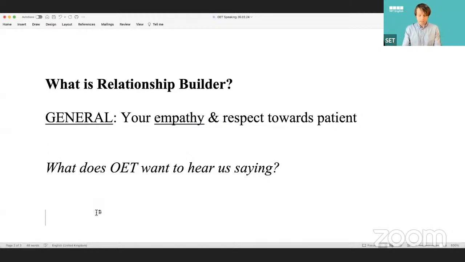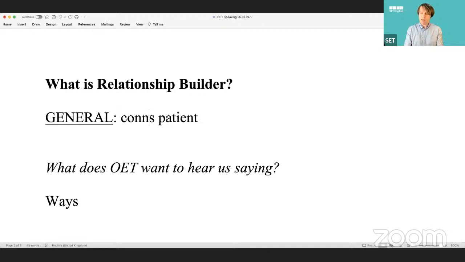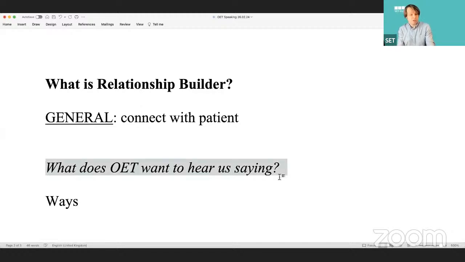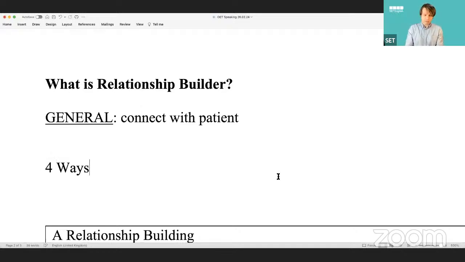How many ways are there in OET to do this kind of respect towards them? Let's just say connect with. Farid, Adnan, how many ways? Sorry, Ellen, but how many ways? If you could answer my question, okay. Four. How many? 4 ways. 4 ways, according to OET, to do this.